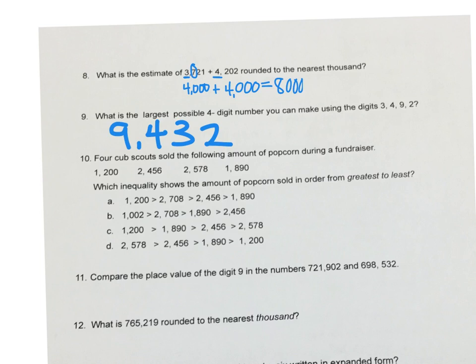2,578. I only see one answer choice that even starts with that number, so I already know that should be the answer. But just to double check, I could look at the next one. The next largest is 2,456. Yep, D fits that one too. And then 1,890, and then 1,200. So I know that D is going to be the right answer.